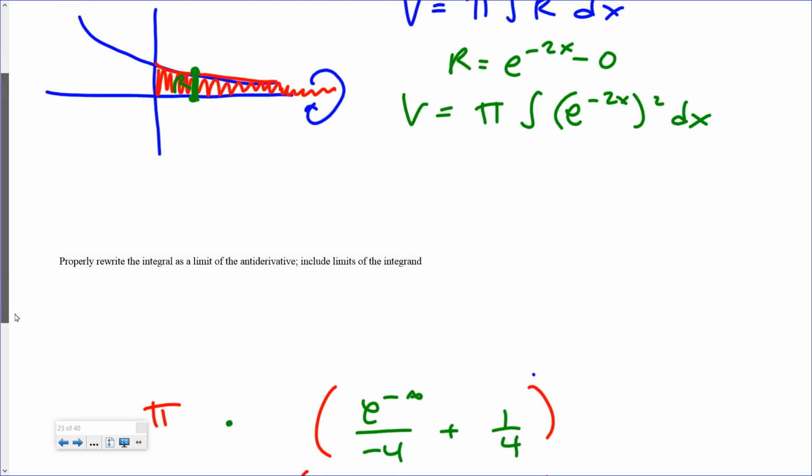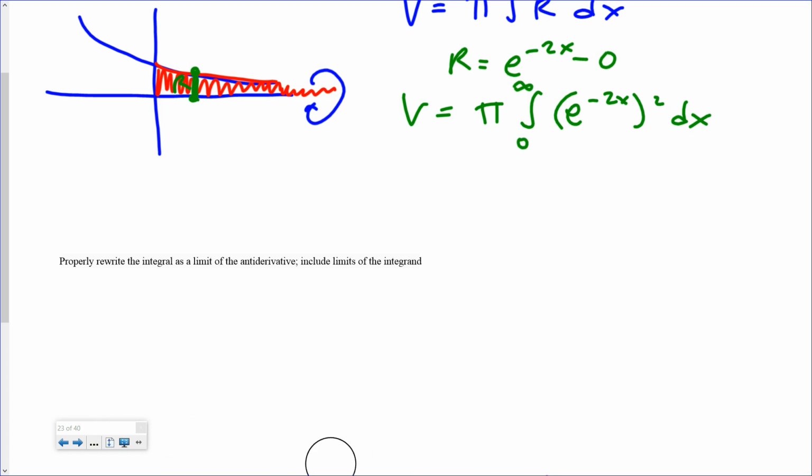What are my limits on this problem? What's my smallest x value? 0. What's my biggest x value? Infinity. So this is going to go from 0 to infinity. Okay? So let me rewrite my problem to make it proper. My problem is going to be the limit as b goes to infinity of pi times the integral from 0 to b of e to the negative 4x dx. You guys get a power to a power, you just multiply. Okay, you with me so far? This is nice. I've got the proper integral.